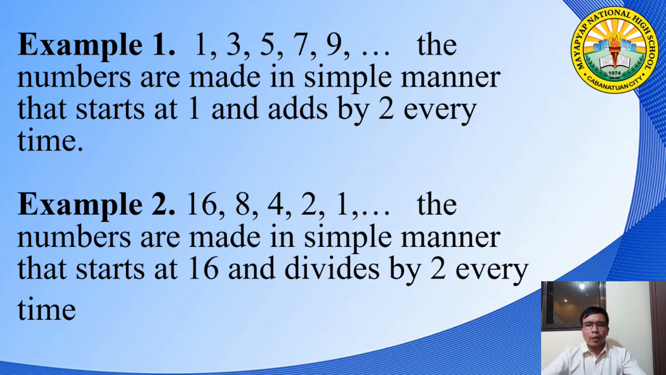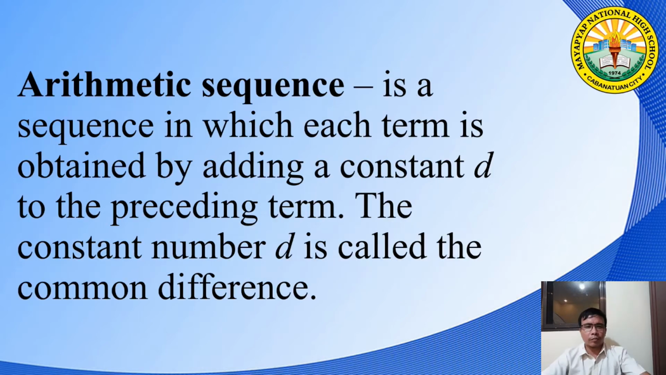These 2 examples, dear students, represent 2 of the sequences that we are about to tackle in the first quarter of Mathematics 10. The example number 1 is an arithmetic sequence. The example number 2 is a geometric sequence. But we will not tackle both at once. Instead, we will start first on arithmetic sequence. Arithmetic sequence is a sequence in which each term is obtained by adding a constant d to the preceding term. The constant number d is called the common difference.